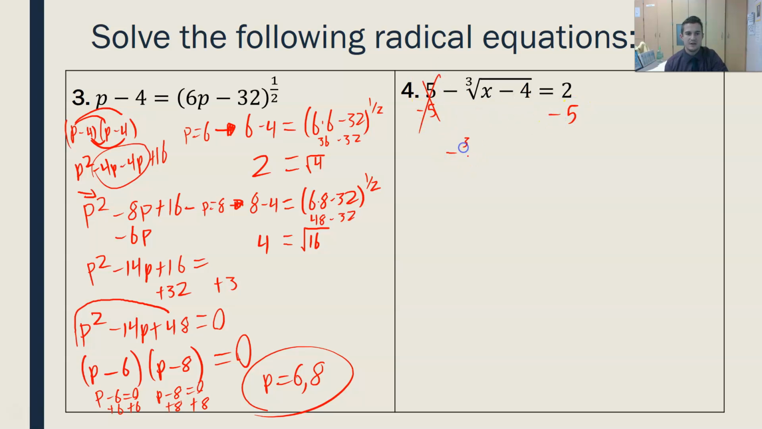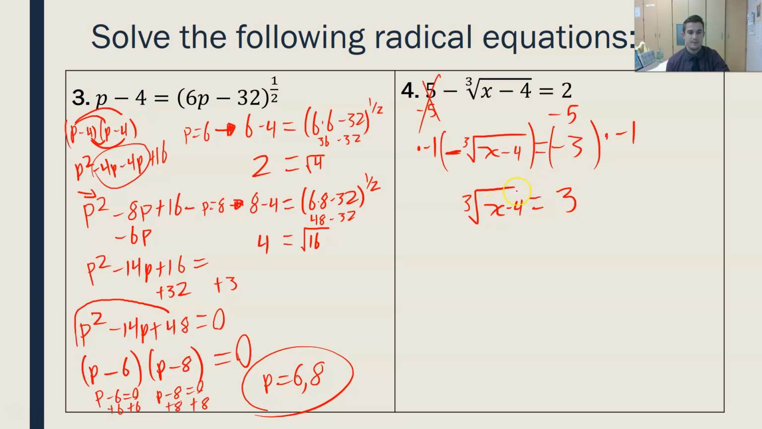I have negative cube root of x minus 4 equals negative 3. And I don't want this negative over here either, because I want this cube root to be all by itself. So I'm going to multiply both sides by negative 1. That's going to give me the cube root of x minus 4 equals positive 3. Well, how do I get rid of a cube root? I'm going to cube each side, because the cube root and the cube will cancel out, which leaves me with x minus 4 equals 27.